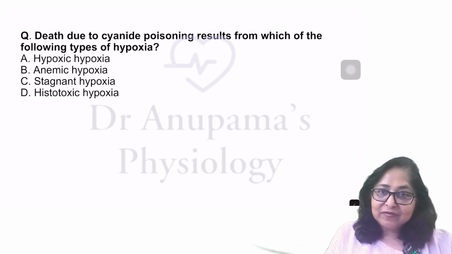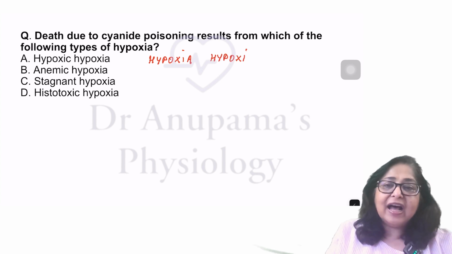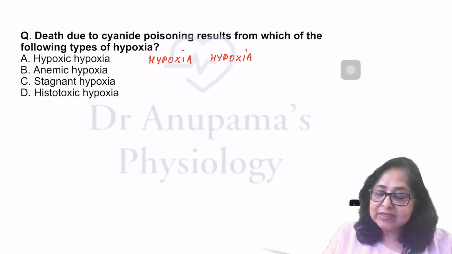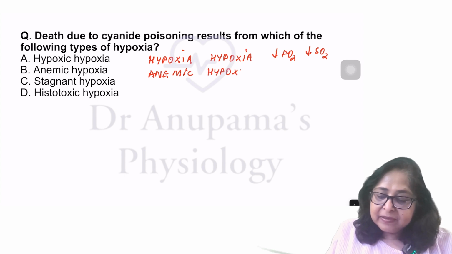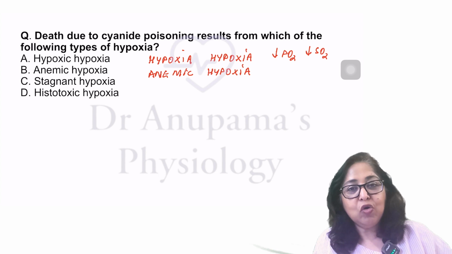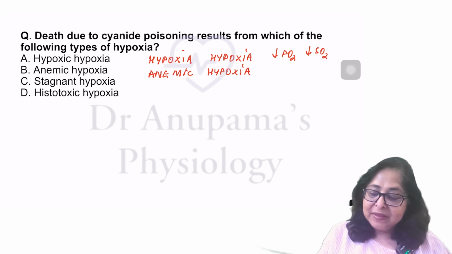We know there are 4 types of hypoxia. There is a hypoxic hypoxia, which occurs in high altitude, in hypoventilation due to any cause. In hypoxic hypoxia, there is a decrease in PO2 and a decrease in saturation. And anemic hypoxia. In anemic hypoxia, either the hemoglobin is reduced or its saturation is reduced. But please remember, the PO2 here is normal.